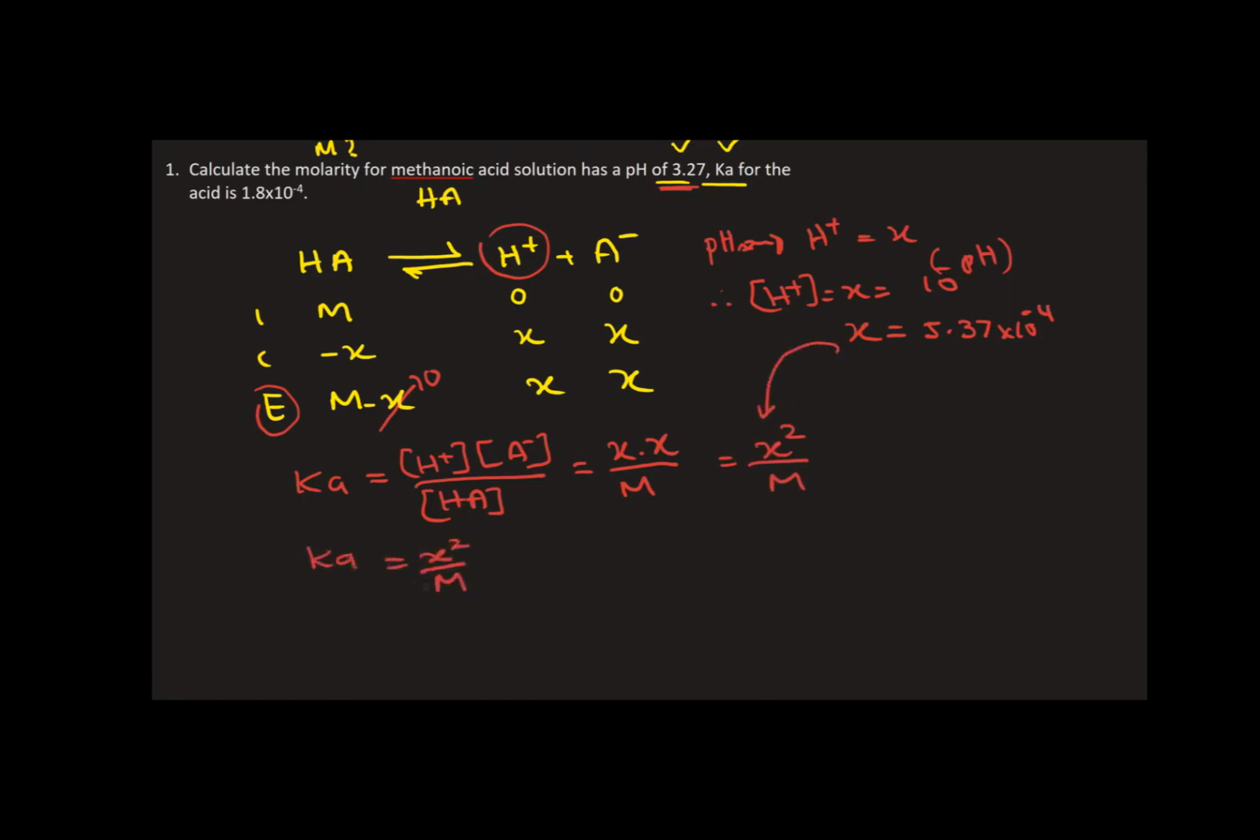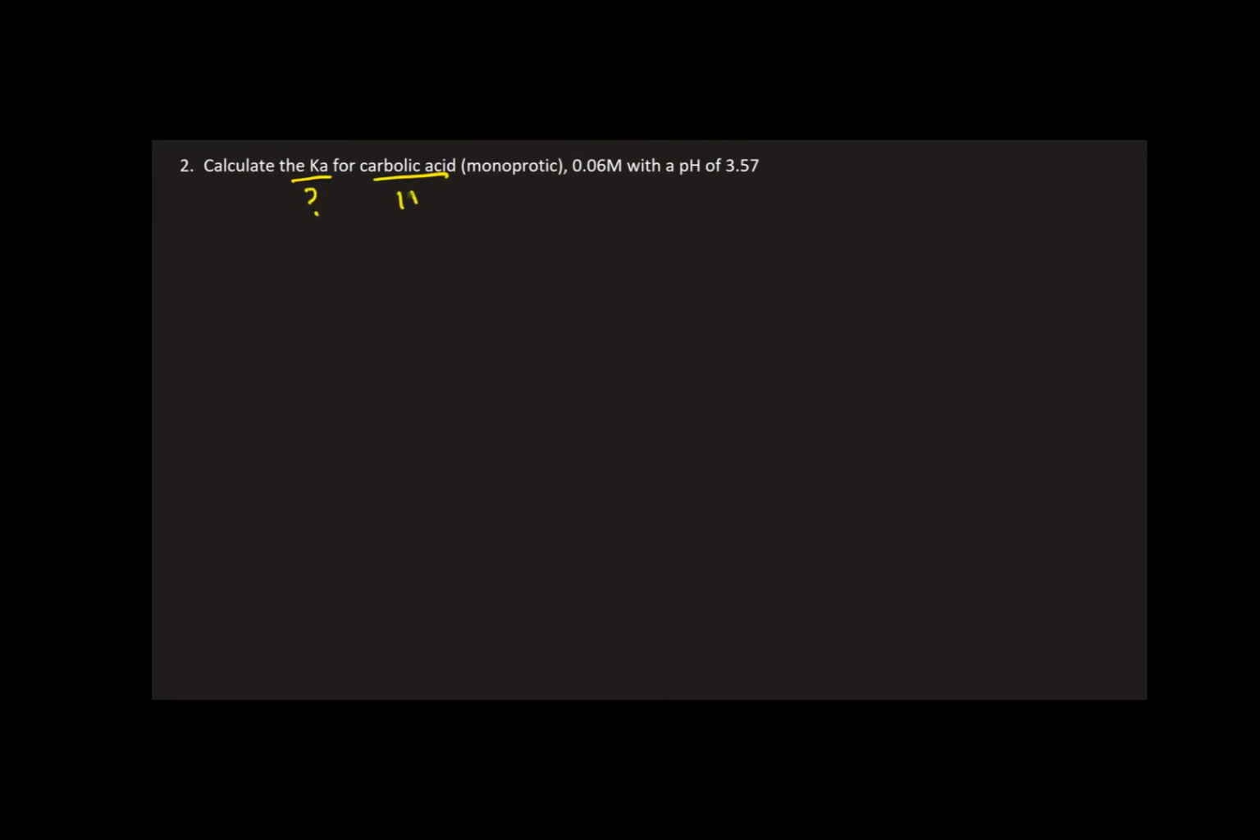So let's rewrite it. Ka is x squared over M. You do the cross multiplication to isolate M, the molarity, and plug in the numbers. 5.37 times 10 to the negative 4 squared divided by the Ka. So x squared over Ka. Add the values, use the calculator to get the molarity, right? In this case, we get the molarity 1.6 times 10 to the negative 3 moles per liter. See whether you get it.